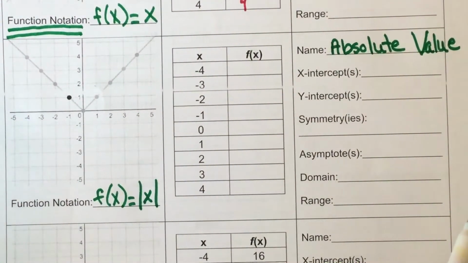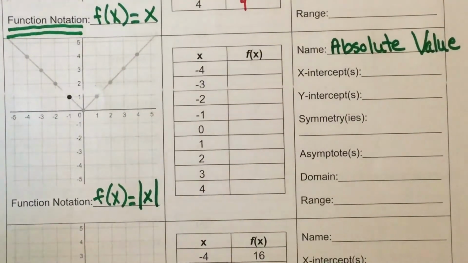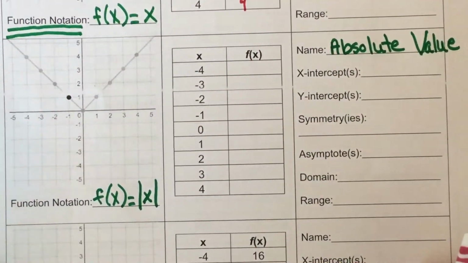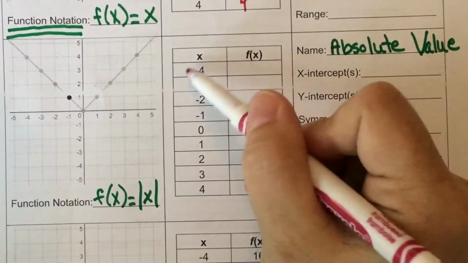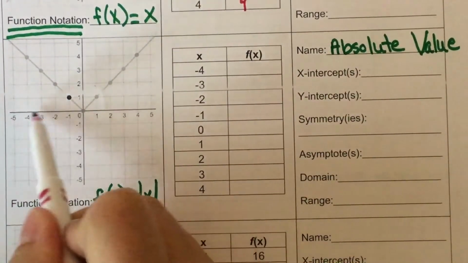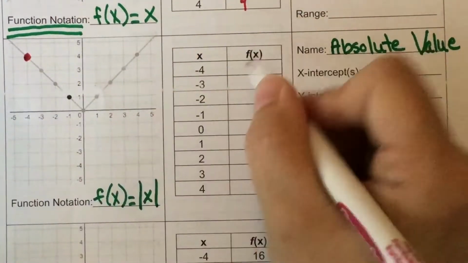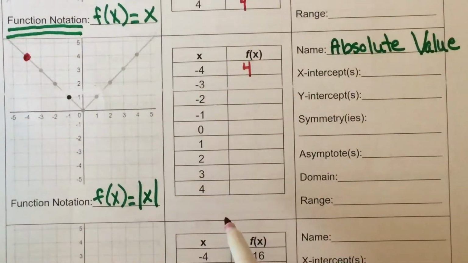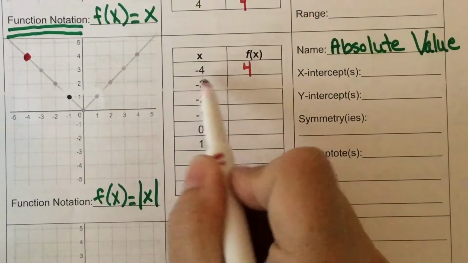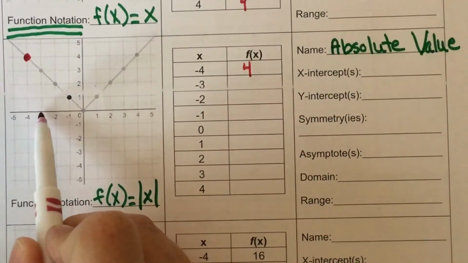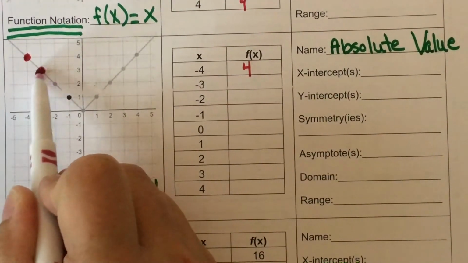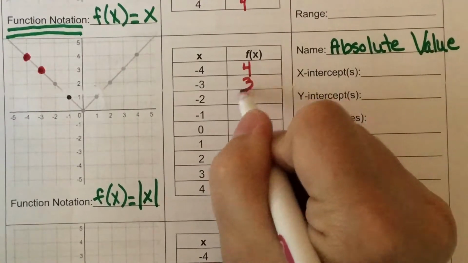Okay, so now to fill out this table, we could do a couple things. So first, I'm going to go left 4, and when I go left 4, I have to go up 4 to hit the graph. So my y is a positive 4. When the x is negative 3, I have to go left 3 and up 3 to hit the graph. So my y is a 3.